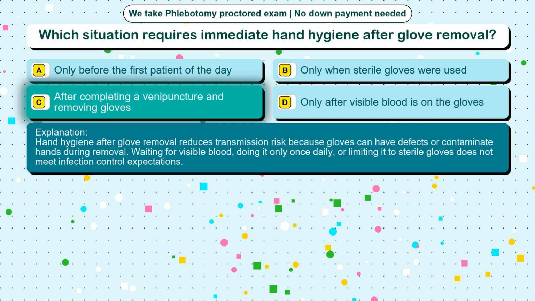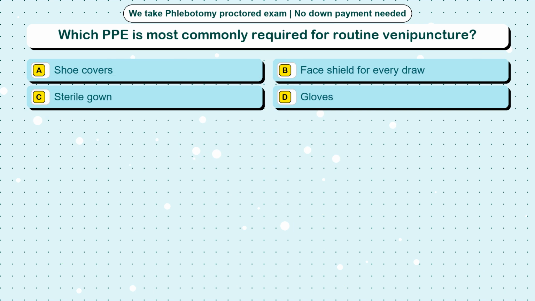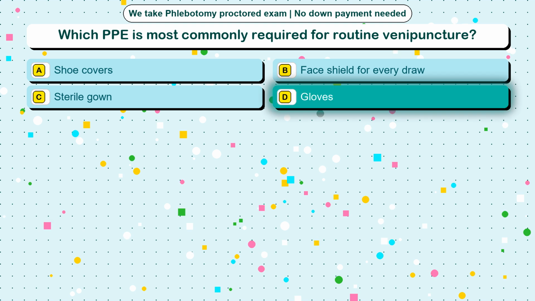expectations. Question 12. Which PPE is most commonly required for routine venipuncture? Option A. Shoe covers. Option B. Face shield for every draw. Option C. Sterile gown. Option D. Gloves. The correct answer is option D.